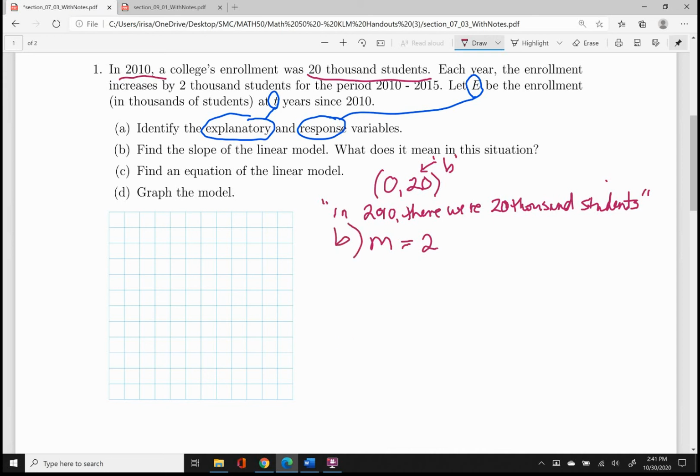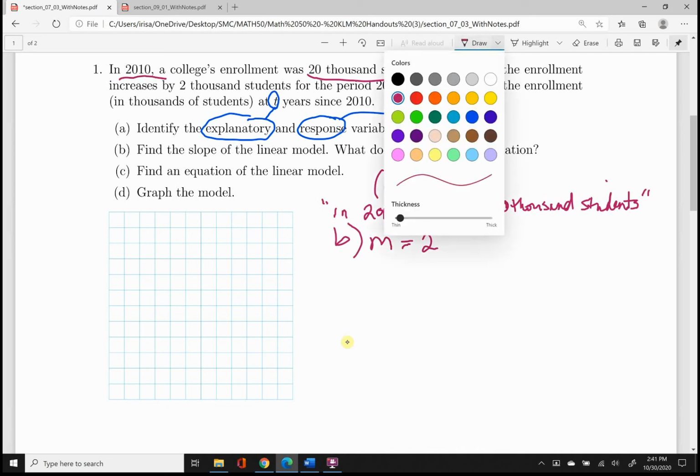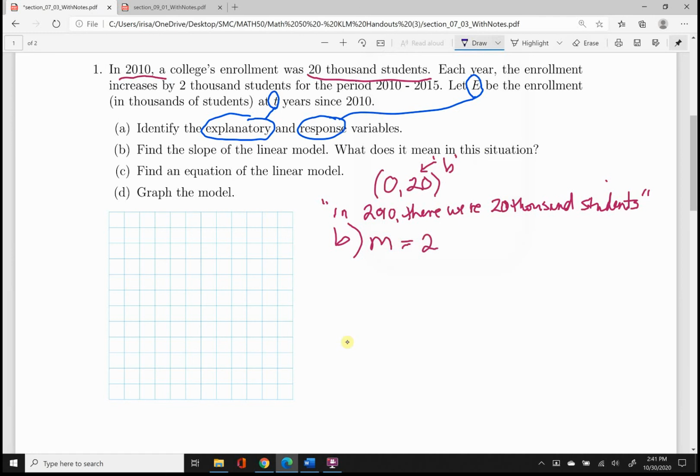And so we're ready to come up with the equation of the linear model. Let's take this dark blue. For part c, we're going to go E, that's very much like your y in the quintessential point-slope or slope-intercept formula, y equals mx plus b. We have E equals 2t plus 20.